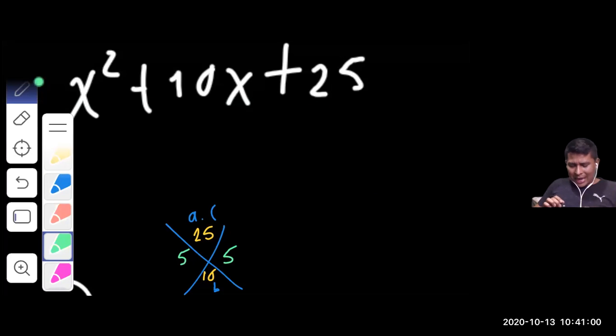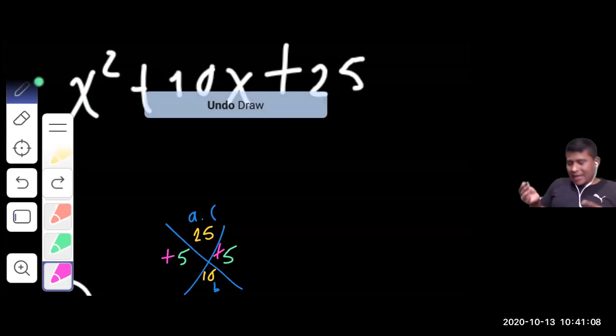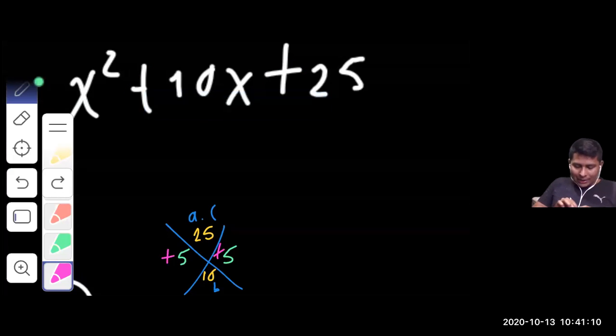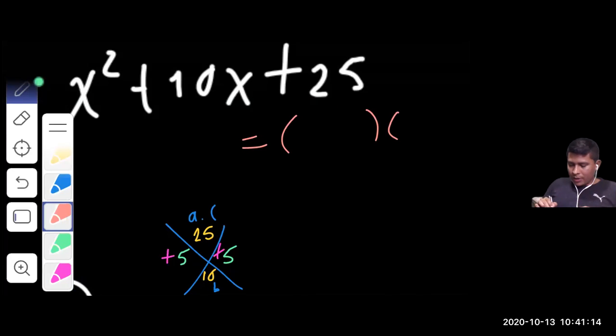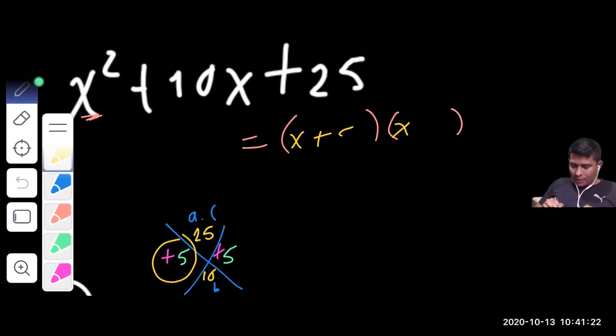And what about the sign? Positive, negative? Positive. All of them are positive, since the answer is going to be positive. We got it, guys. I'm going to recopy that here, equals, two parentheses, and let's do it. X squared can be factored as x and x. And I'm going to copy this, plus 5, and the other one is plus 5.